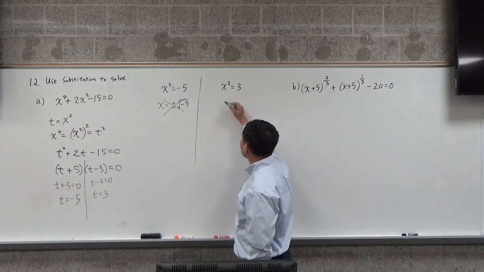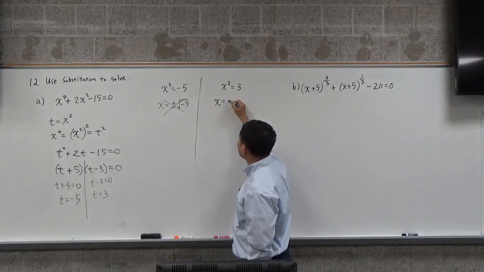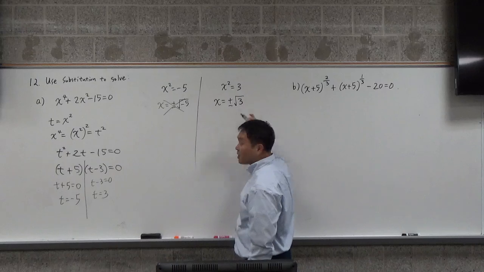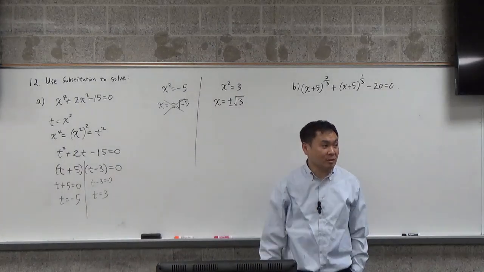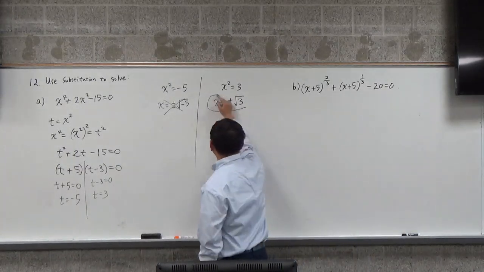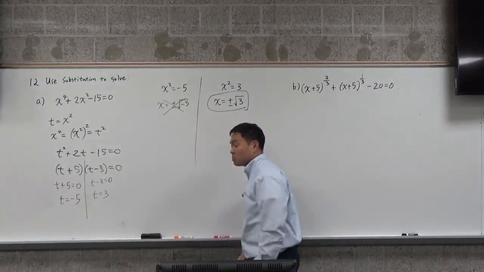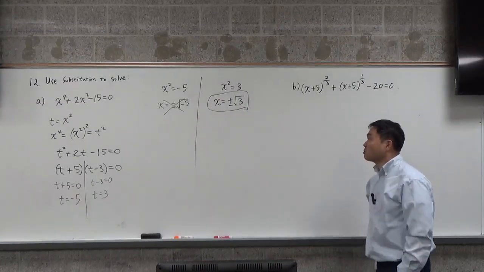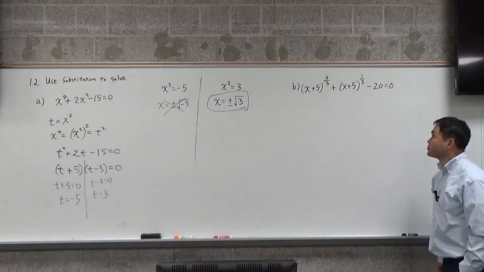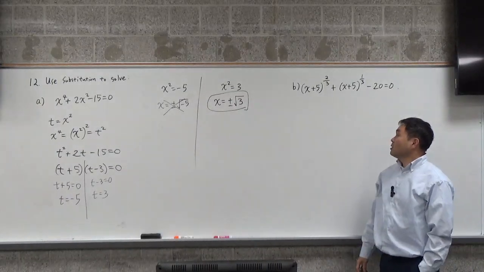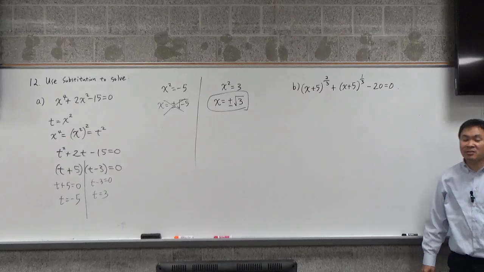Okay, but then here x squared is 3, then x is plus minus square root of 3. Is this okay? Yes, that's okay. So that's a solution. The answer to this question is x is either plus square root of 3 or minus square root of 3. Okay, now let's move on to the next example.